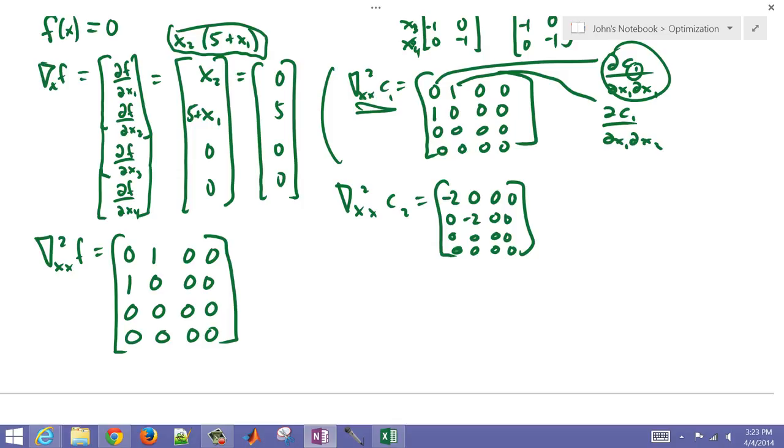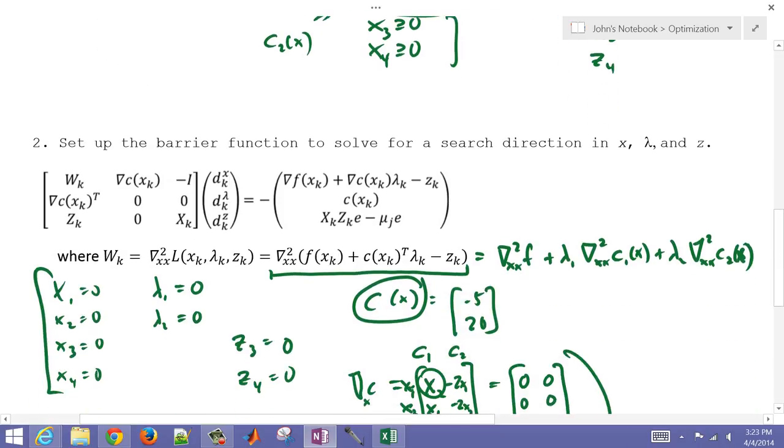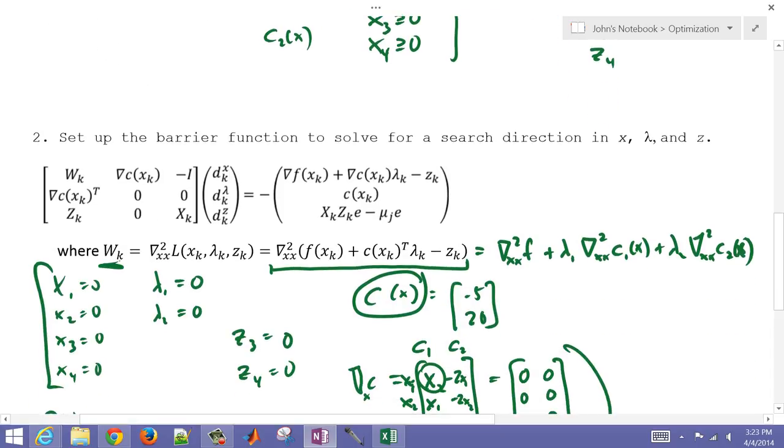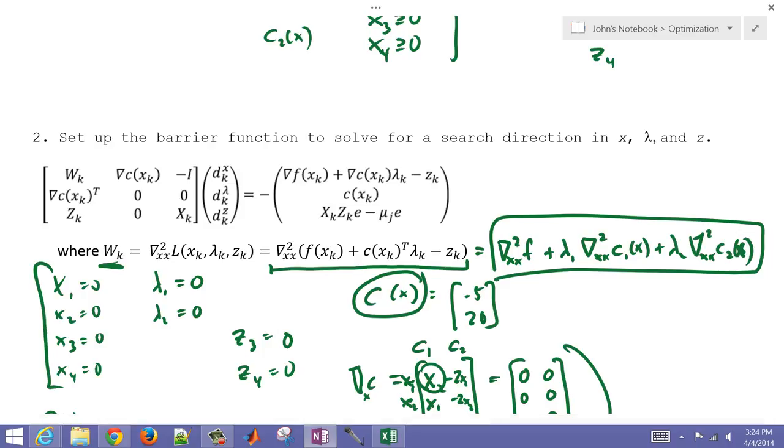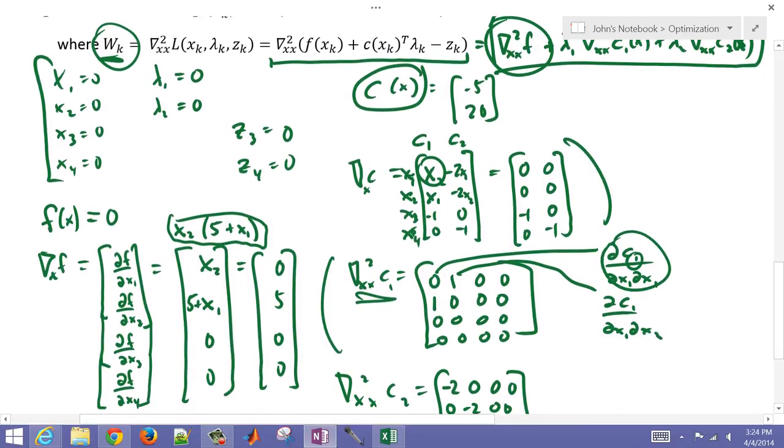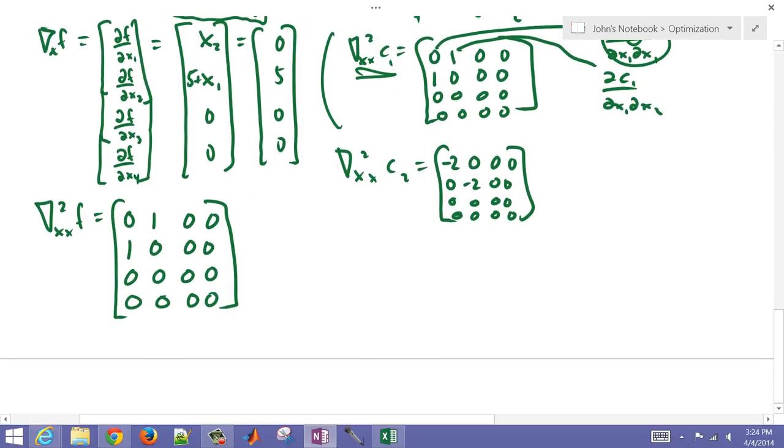Now we're ready to do our W matrix, which is this right here that we will combine. What's the nice thing about how we chose our lambdas? Those are going to be zero, okay? So actually our W matrix is just going to be equal to the second derivative of our objective function. We didn't actually even need to calculate the second derivatives of the constraints with respect to x. Okay, so we have that.